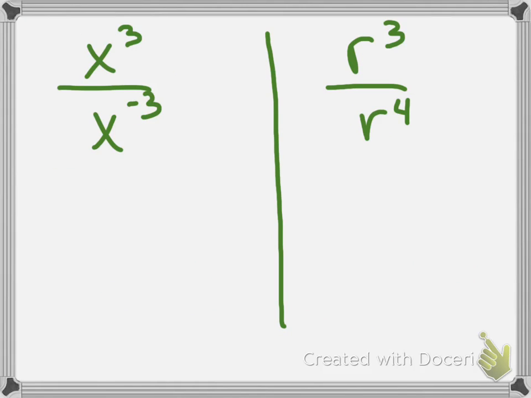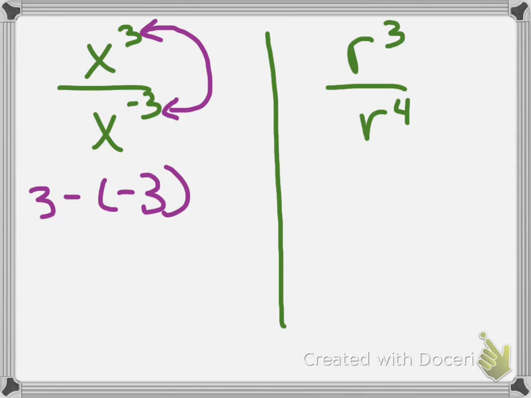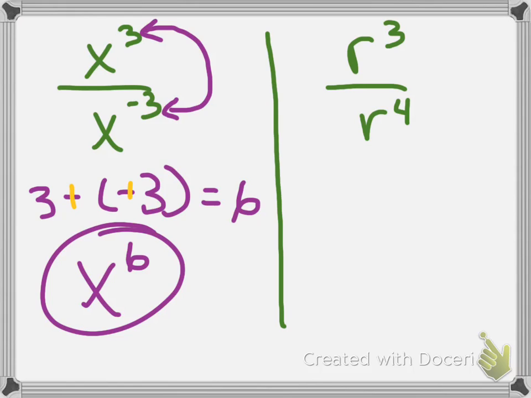Let's do a couple more. Let's do this right here. We're going to subtract again. Okay? Be real careful. Make sure you realize that you're subtracting a negative. So we're going to have 3 minus a negative 3. And so that becomes a plus. So I'm going to have a 6. So that'll be x to the 6th power.